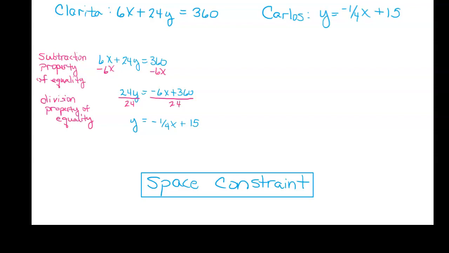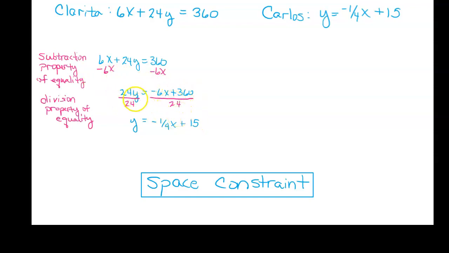When we look at the first one, we are starting in the standard form, and we need to convert it to this slope-intercept form by isolating the y value. So in order to get y by itself, we've got to undo what's being done to y. The first thing we notice is that y is being added to 6x. So we're going to do the inverse of that to both sides of the equation using the subtraction property of equality. We're going to subtract 6x from both sides of the equation, and we get 24y equals negative 6x plus 360.